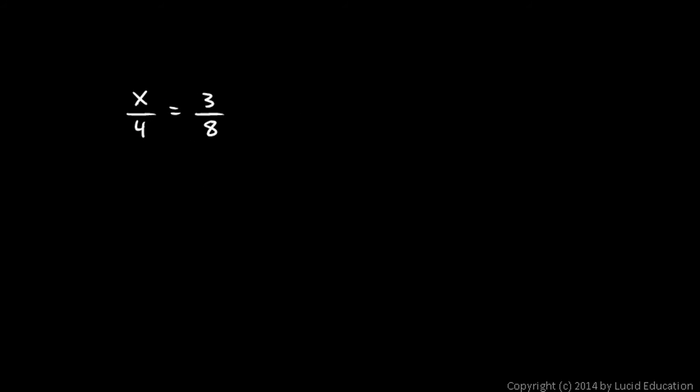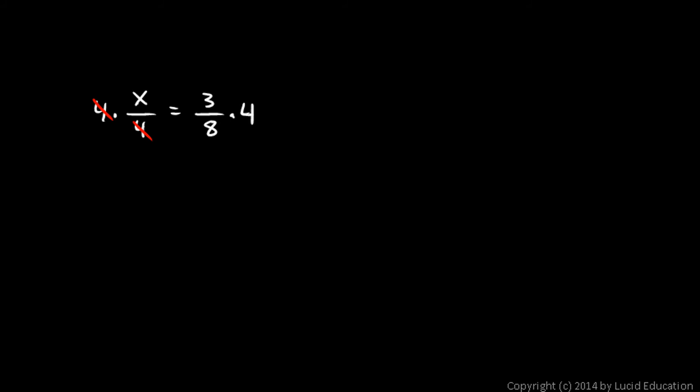X over 4 equals 3 over 8. I'll solve this example two different ways. First, look at the left side. X is divided by 4. I can take care of that by multiplying by 4. So I multiply by 4 on both sides. Whatever you do to one side of the equation, you have to do to the other.